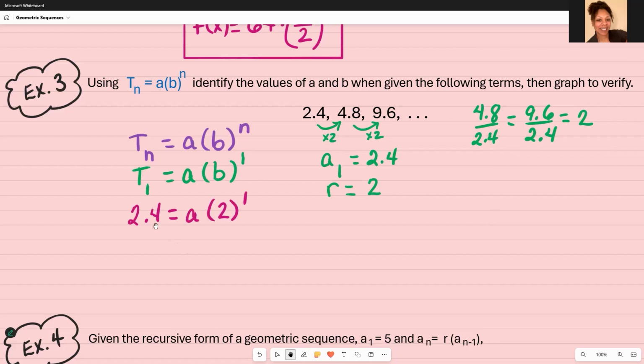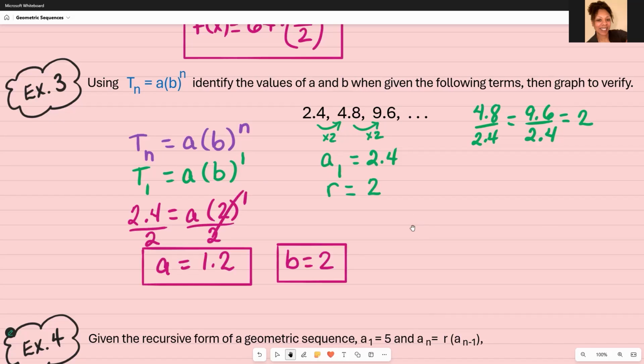Now that I was able to substitute in my A sub 1 and my B, which is my R, I can go ahead and solve for A by dividing both sides by 2. This is why I said that you don't want to automatically assume that your A is going to be 2.4. It depends on which term number you use.